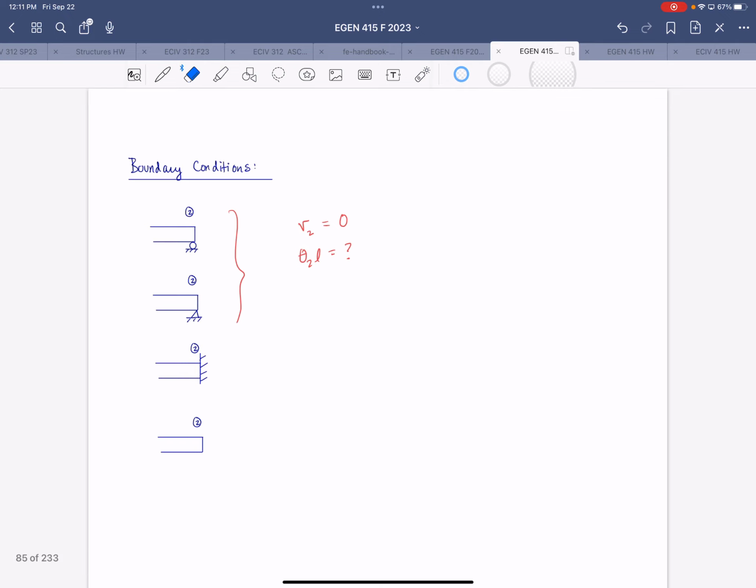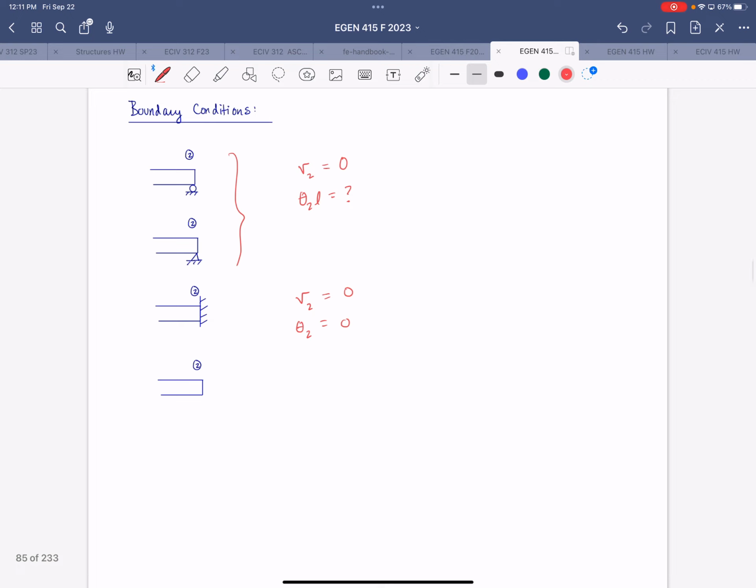If we had a fixed or a clamped end, then we don't know either of those possible displacements. Or what am I saying? We do know them. They're both 0. For the free end, we don't know either.